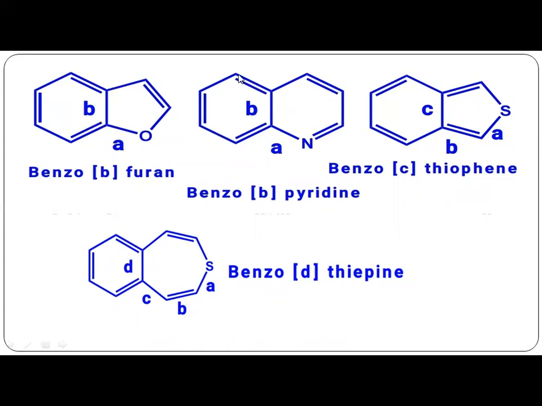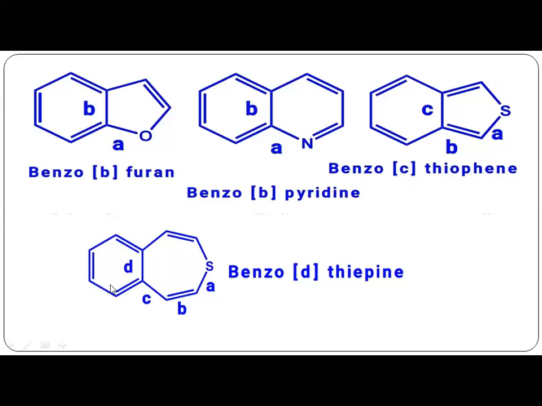Next, both are 6-member rings. The first one is benzene, so we write benzo. After that b, and this ring with a nitrogen atom is called pyridine. So its name will be benzo[b]pyridine. Next one, again a 6-member ring and a 5-member ring. The 6-member ring is the benzene ring, so we write benzo. After that c and thiophene. Why? Because there is a sulfur atom in a 5-membered unsaturated heterocyclic ring, so its name is thiophene. So its combined name will be benzo[c]thiophene.